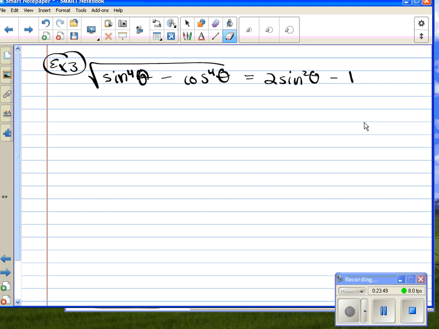The Pythagorean identity would be great if these were plus. But it's not plus, it's minus. No, it doesn't work like that. So what else could we do that could reduce those 4s down to squares? Would be real nice.